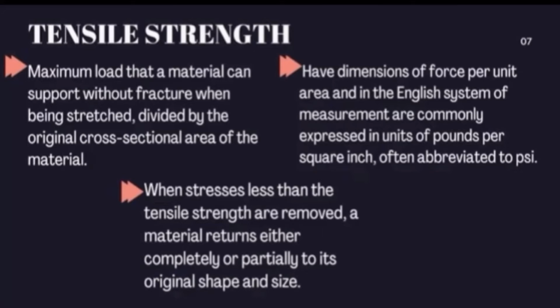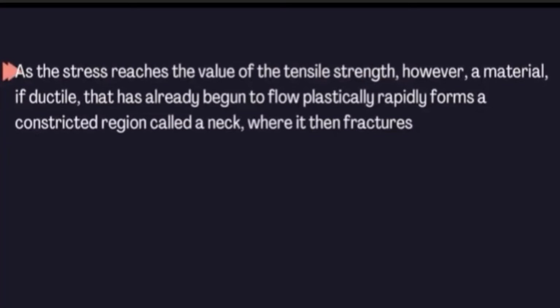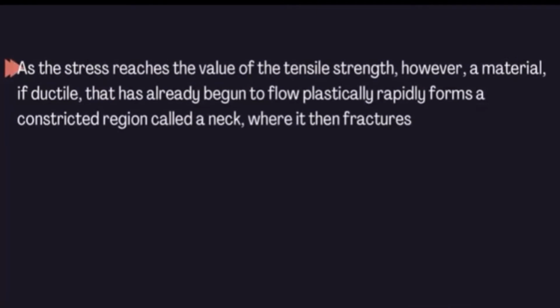When stresses less than the tensile strength are removed, a material returns either completely or partially to its original shape and size. As a stress reaches the value of tensile strength, however, a material, if ductile, has already begun to flow plastically rapidly from a constricted region called a neck, where it then fractures.